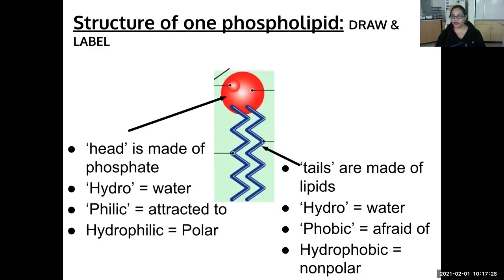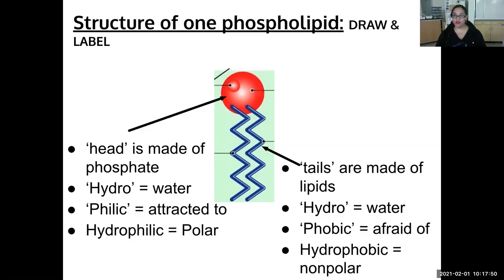So make sure you draw and label this. You will have questions on it on your practice quiz and on your exam this week. But one phospholipid, this is what it looks like. You have heads and tails. The head is the part that's made of phosphate, and it is hydrophilic, meaning it likes water. Another word we use for hydrophilic is polar.